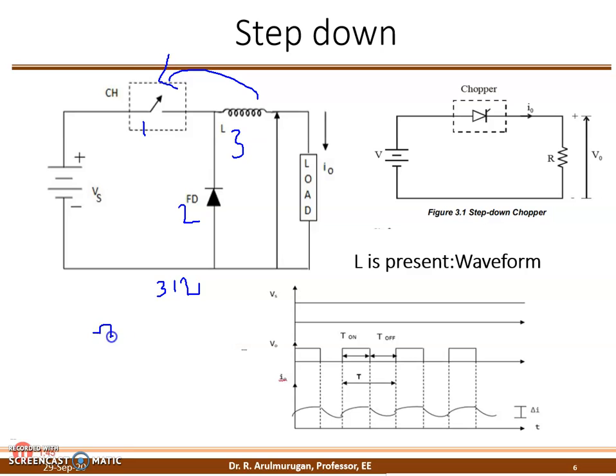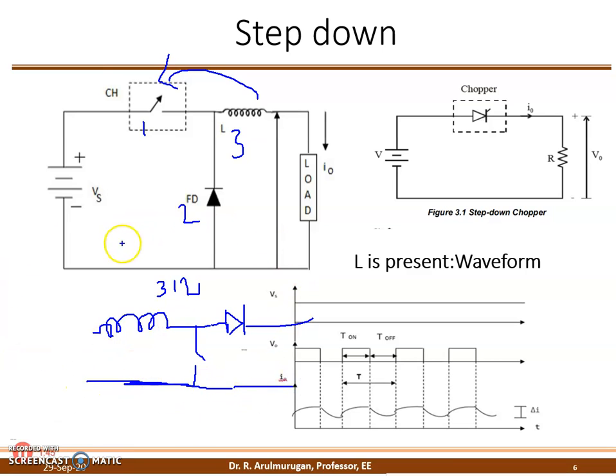Then you make it: position 3 is the inductance. Position 1 is the switch. Then the remaining, position 2, is the diode. That's all. This is called the boost converter. The circuit diagram of the boost converter is over.